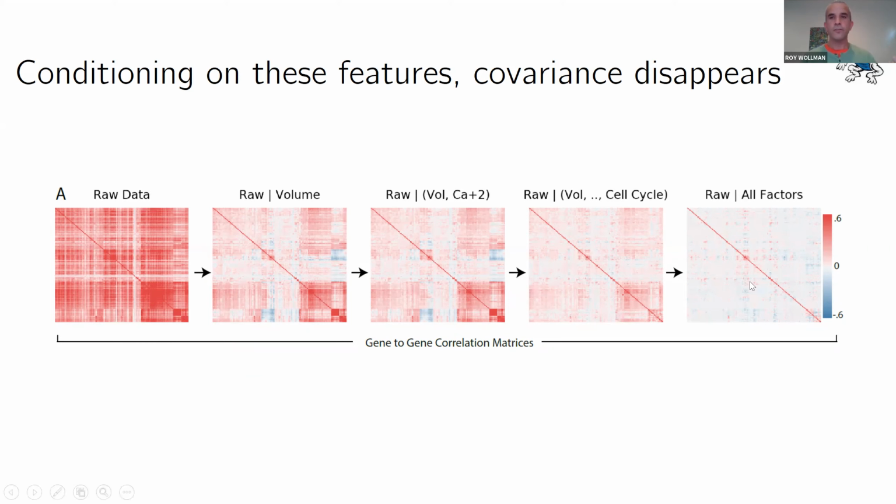And as we do more and more of those things, in the end, when we included all our factors, we really got a correlation matrix that was basically all around 0. There was very little correlation among those genes.